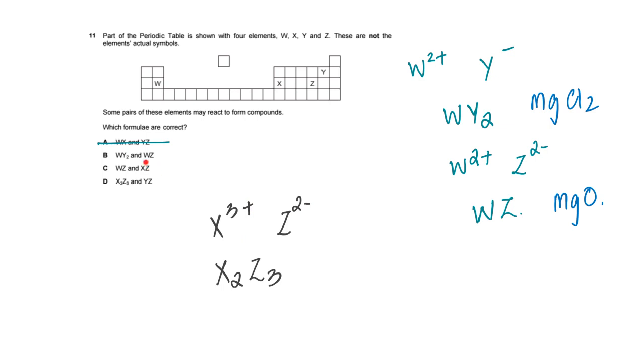So C's XZ is wrong, and we have X2 Z3, which we confirmed, and YZ. YZ, yeah, I'm not too confident either, right? We've already ruled out YZ. So the only viable option that's now left is B. I'm sorry.